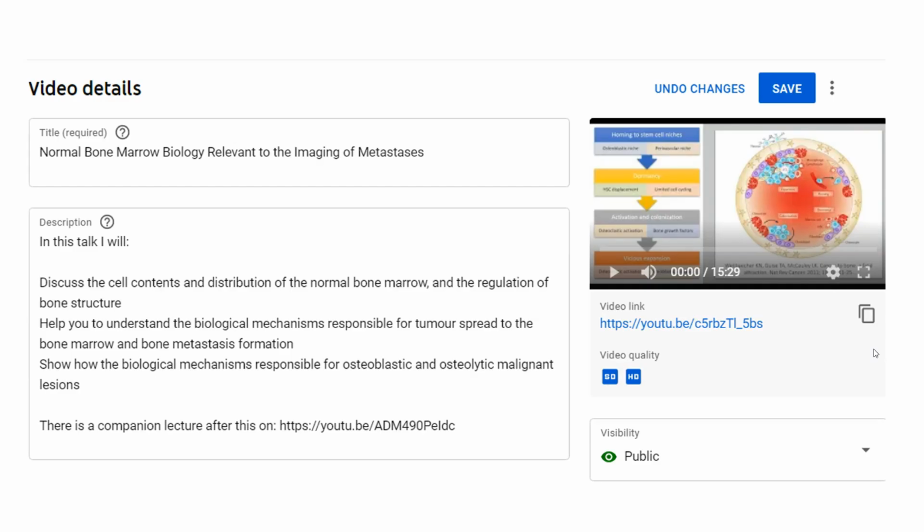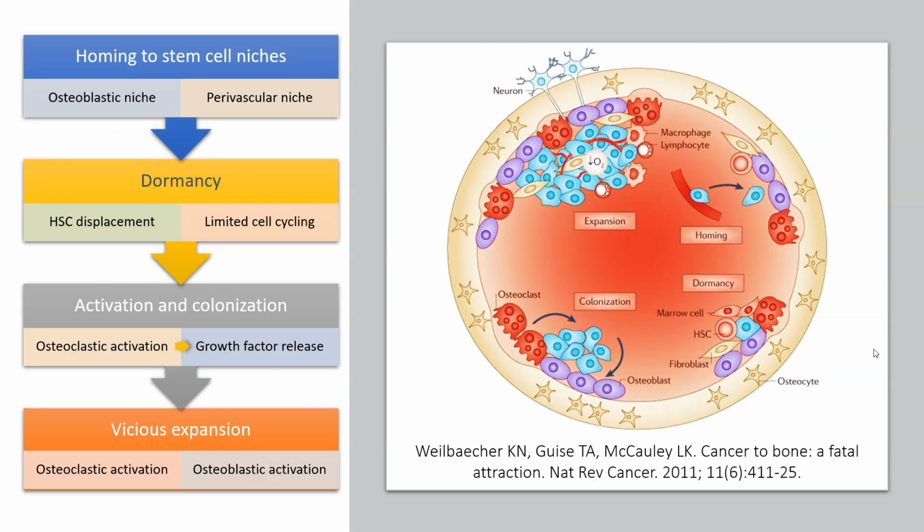In a previous lecture, we explained how tumor cells end up in the marrow space and then home towards the endosteal surface, eventually displacing the hematopoietic stem cell in the osteoblastic niche where they remain dormant for some time. Once they become activated, they begin the process of colonization, and this process of colonization then leads to this vicious cycle of expansion of metastatic disease that is adjacent to trabecular bone.